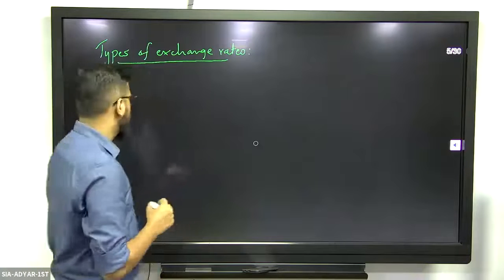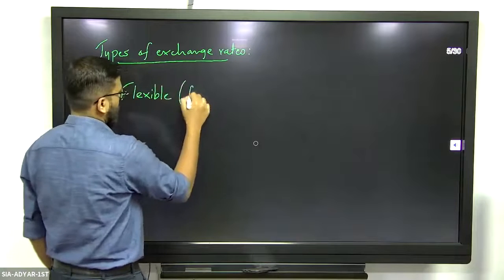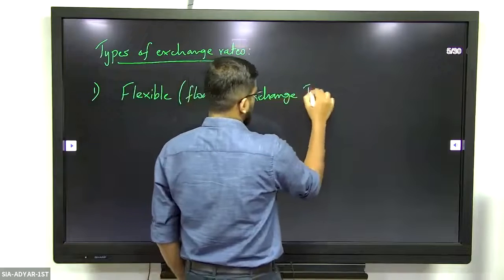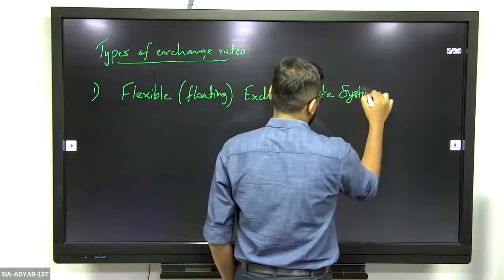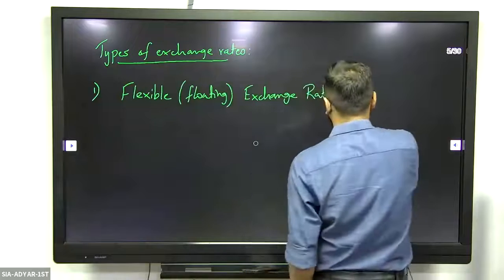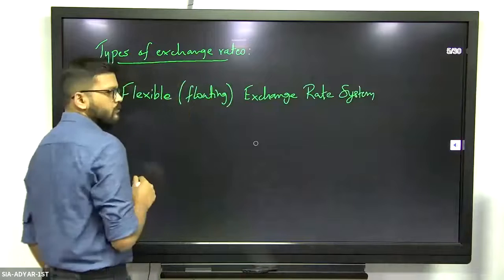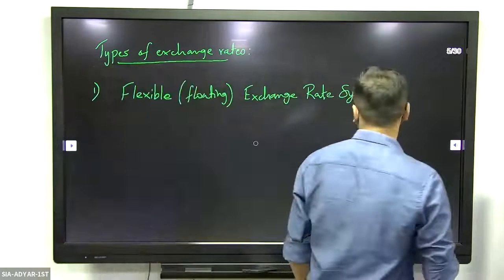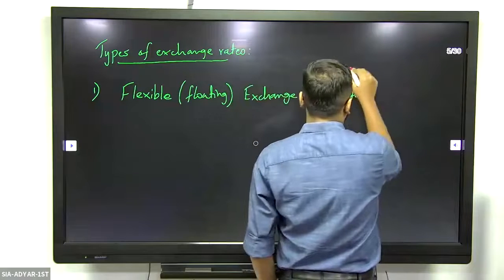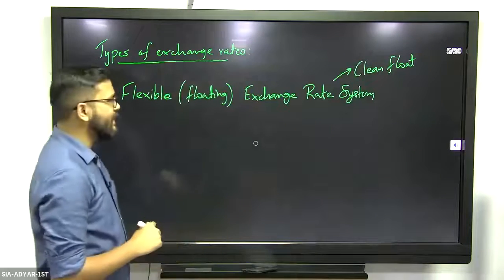So first we have a type called the flexible or floating exchange rate system, which is also called a clean float.